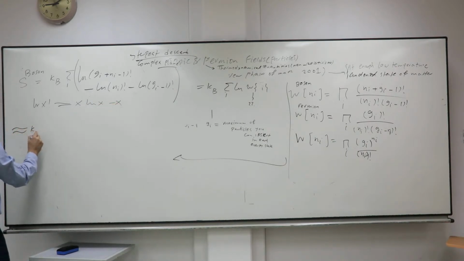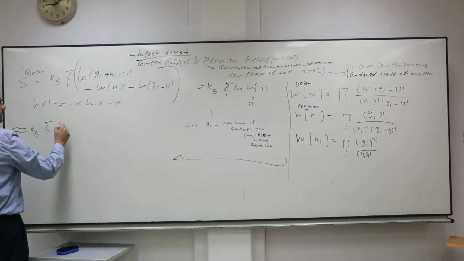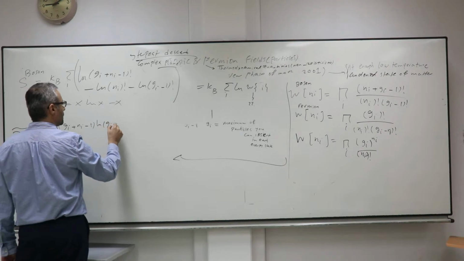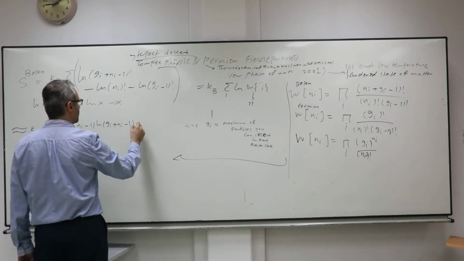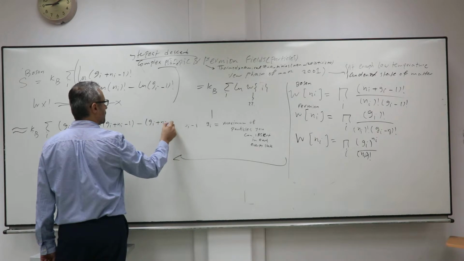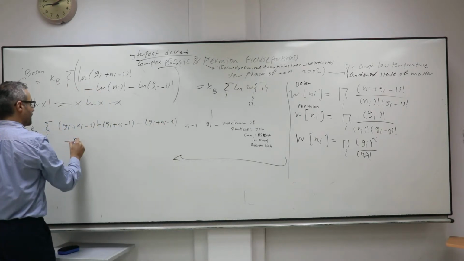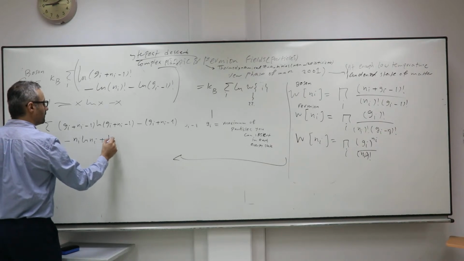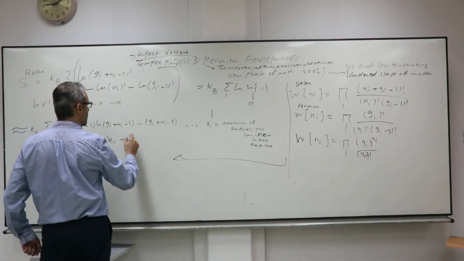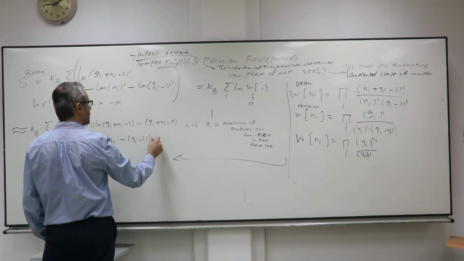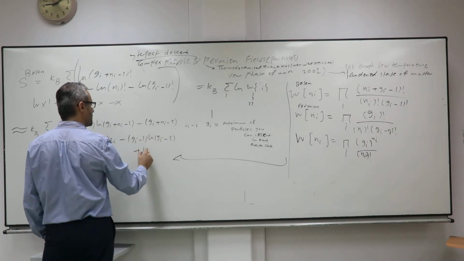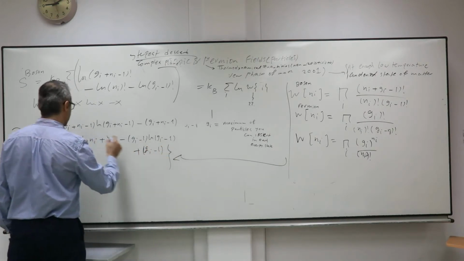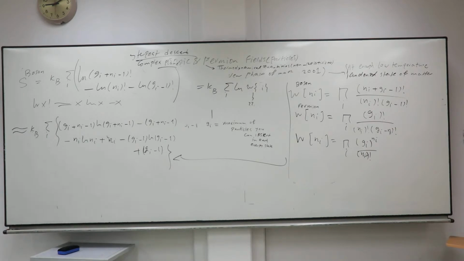So it will be kB sigma over i of (gi plus ni minus 1) ln (gi plus ni minus 1) minus (gi plus ni minus 1) minus ni ln ni plus ni minus (gi minus 1) ln (gi minus 1) plus (gi minus 1).